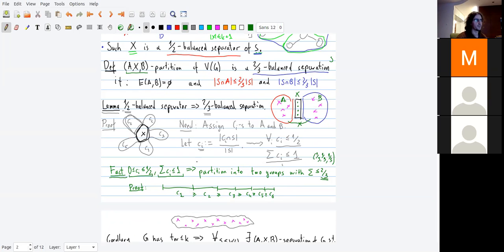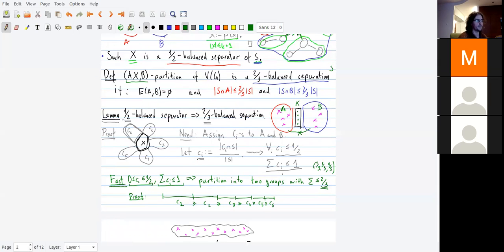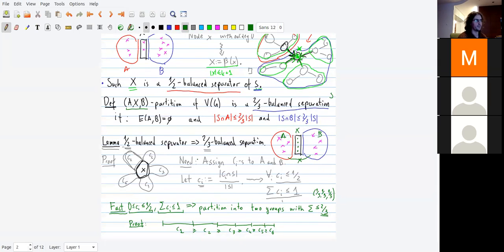I've got a question. Previously we assumed that X should have at most k plus 1 elements. Do we assume it here too?